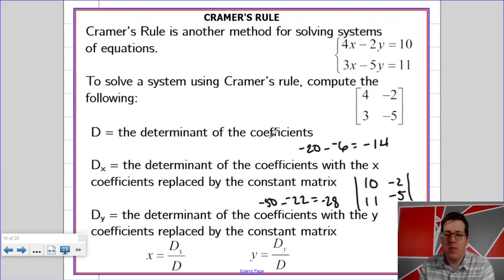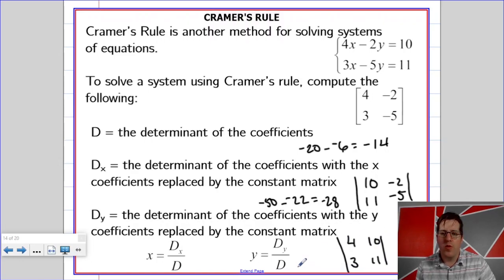Then we're going to do the same thing, but we're going to do it with the y coefficients. So this time it would be 4, 3, 10, 11. So that would be 44 minus 30, which is 14.